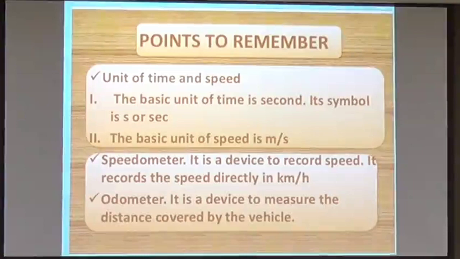Speedometer is a device which is used to record the speed. It is recording the speed directly in kilometer per hour, whereas odometer is a device which is used to measure the distance covered by the vehicle.